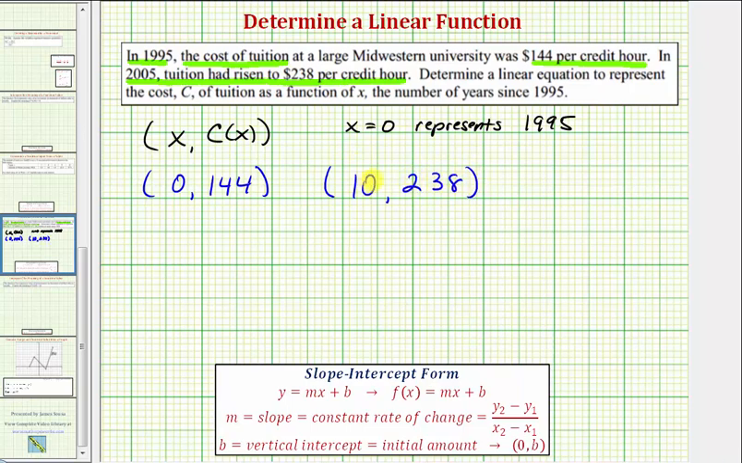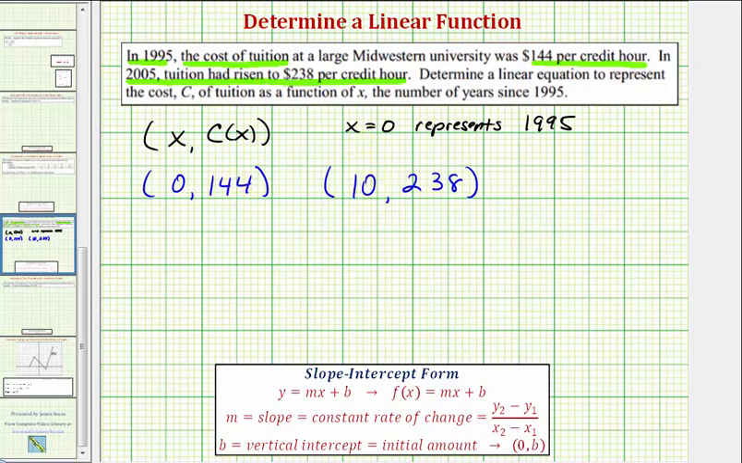Now, if we have a hard time determining the value of x here, we can always determine x by taking the given year, in this case 2005, and subtracting the base year of 1995, which will give us 10. Now we have all the information we need in order to find our linear function.